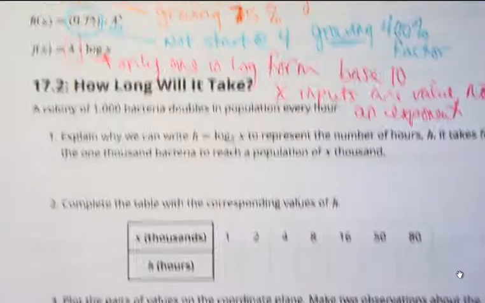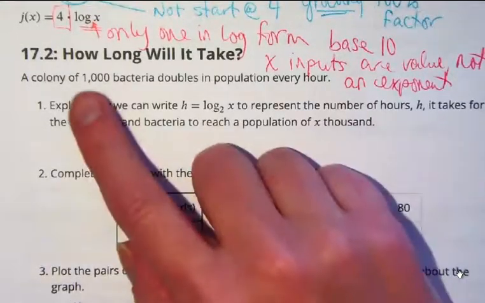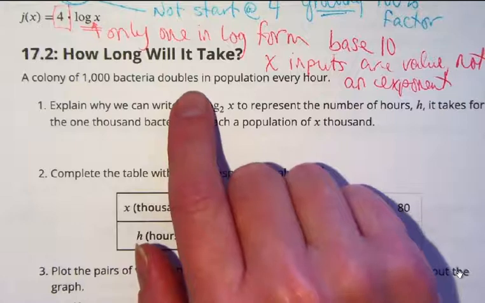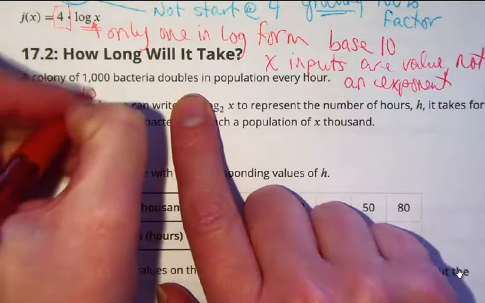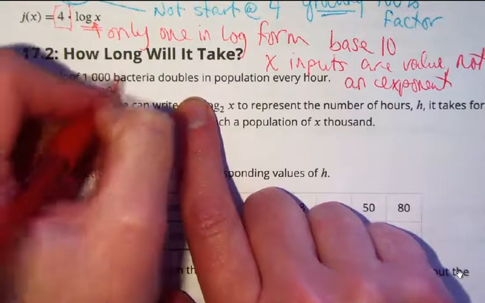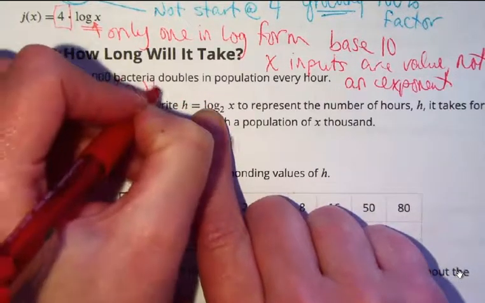Let's move on to 17.2. We have a colony of 1,000 bacteria doubling in population every hour. I can't help myself. I have to write an equation that goes along with that. Starting bacteria, 2 multiplier happening every hour.